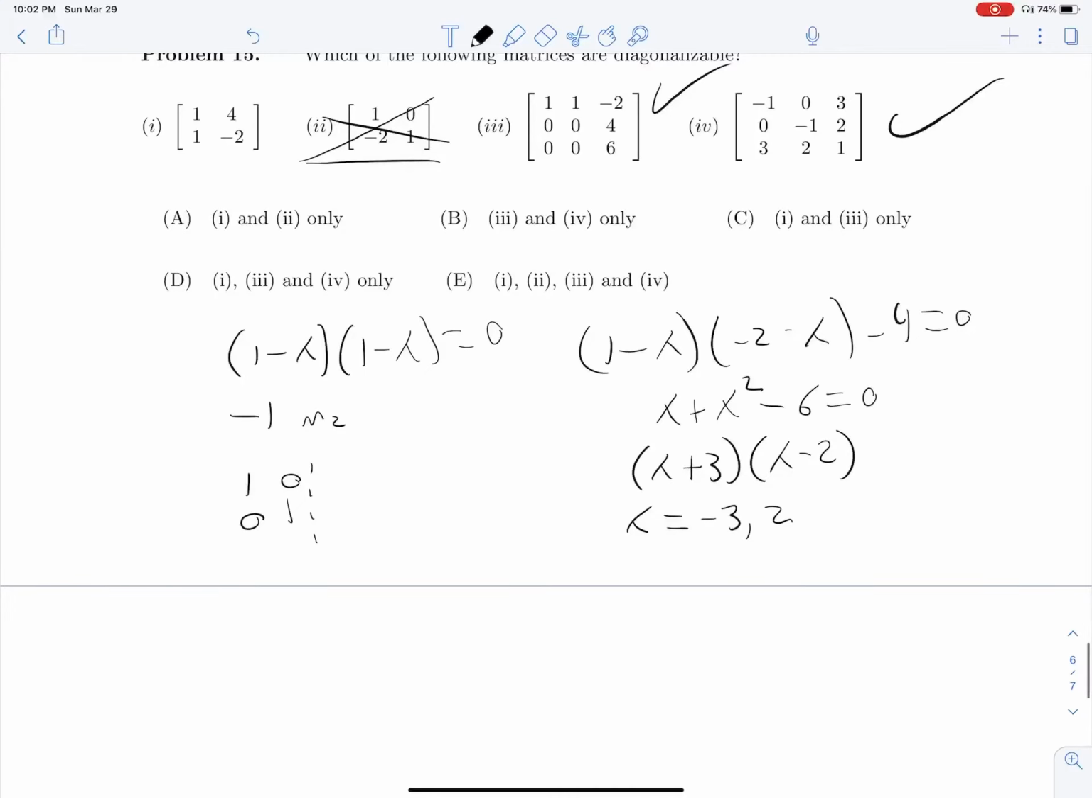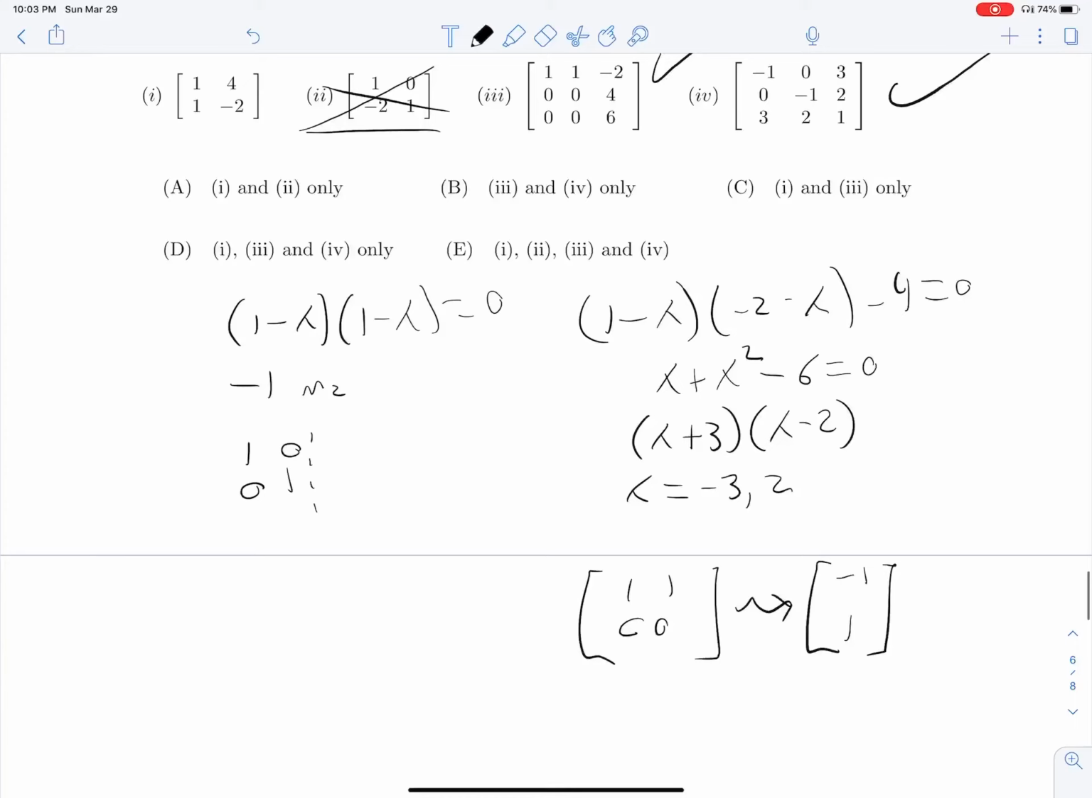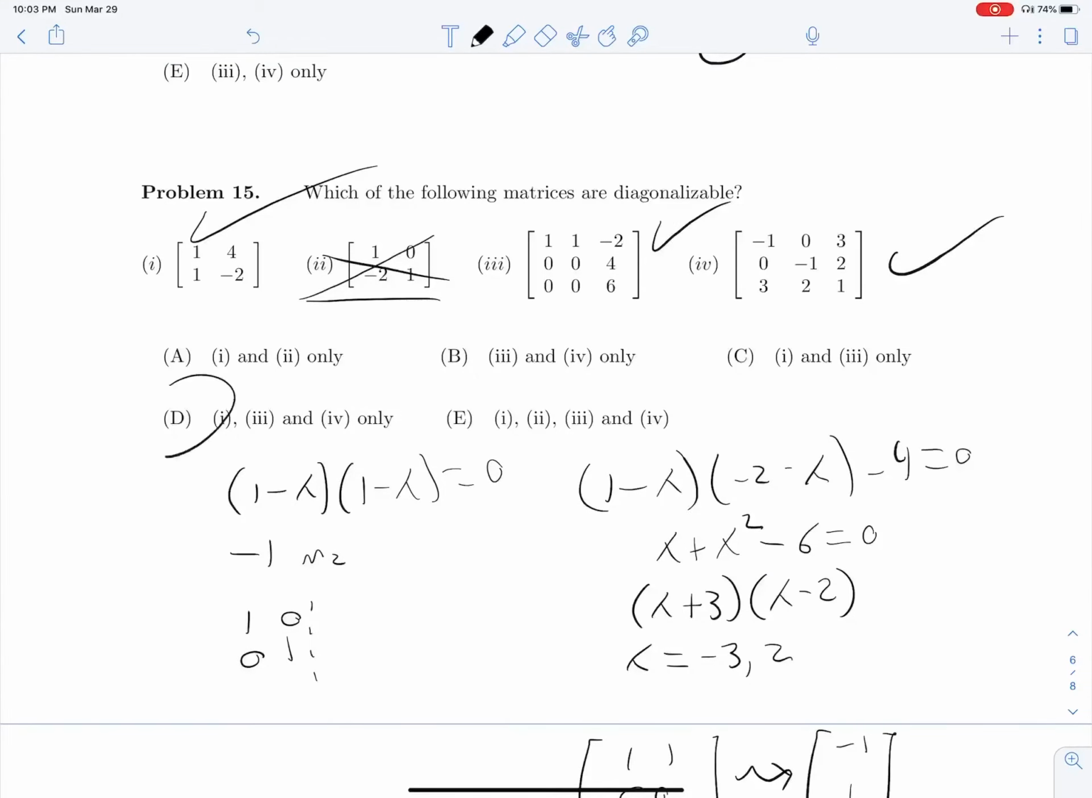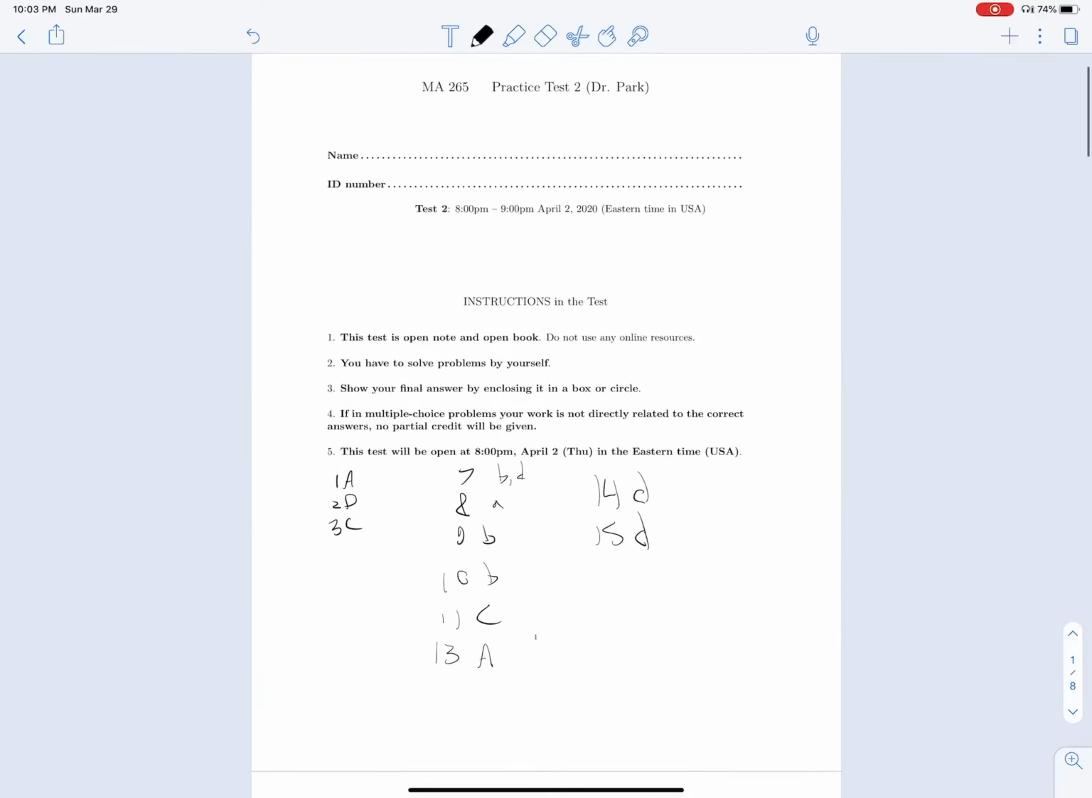If we plug in lambda equals -3, we will get 4, 4, 1, 1. And this will give us an eigenvector. We can simplify this down to 1, 1, 0, 0. So -1, 1. There's one eigenvector. And then if we plug in lambda equals 2, we will get -1, 1, 2, -2. This will simplify down to an eigenvector of 2, 1. Okay, so 1 is diagonalizable. 1, 3, and 4 are diagonalizable. D is our correct answer for problem 15.